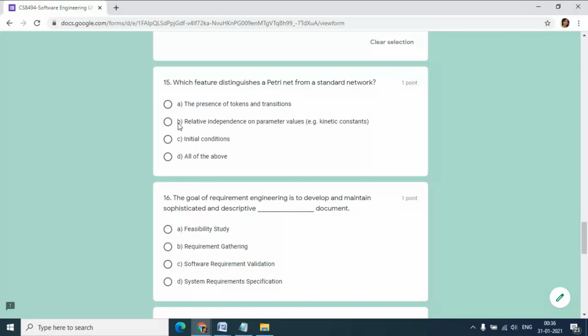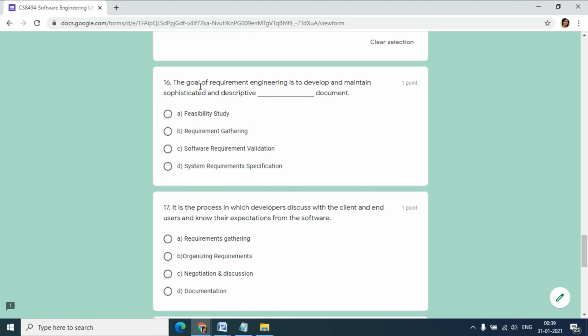Now we can see the next question. Which feature distinguishes a Petri net from a standard network? Petri nets are characterized by the presence of tokens and transitions. Hence, the correct answer is option A. Next: the goal of requirement engineering is to develop and maintain a sophisticated and descriptive dash document. The answer is option D, system requirement specification.